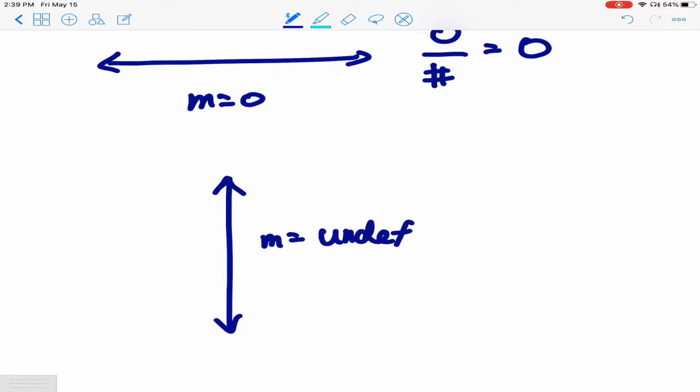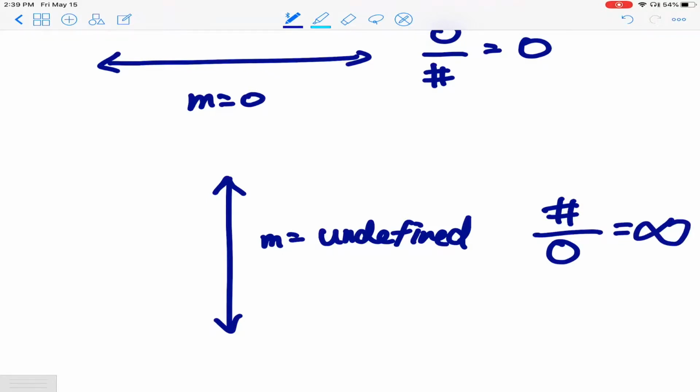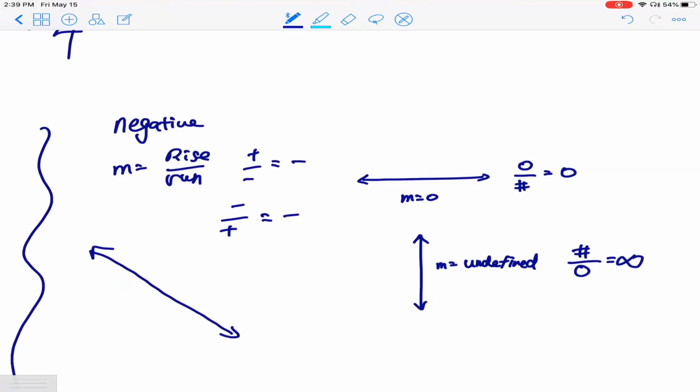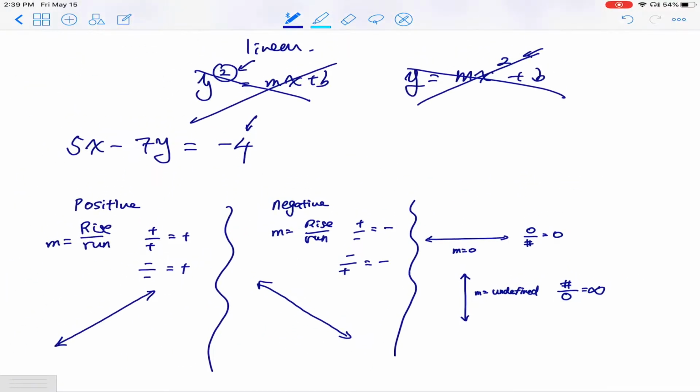is then undefined. And the reason is very simple, because the rise is whatever. It can go up by 2, up by 3, because you're just going straight up. But for the sideways, since the line is going straight up, you do not go anywhere. It just stays in the same spot in terms of the sideways. So then it will be 0. But something divided by 0 is always undefined. Okay? Therefore, there are 4 cases of the slopes, and hopefully you understand that.